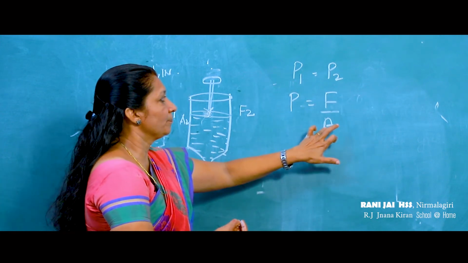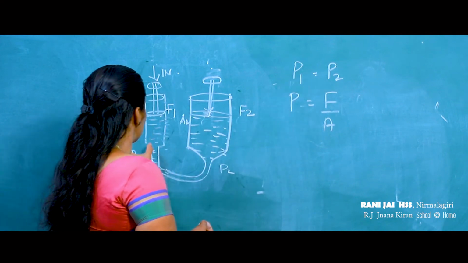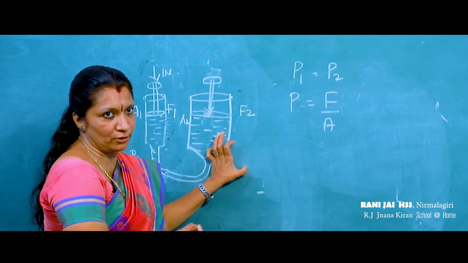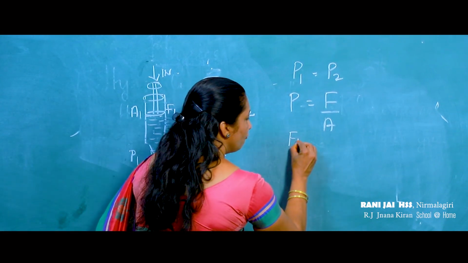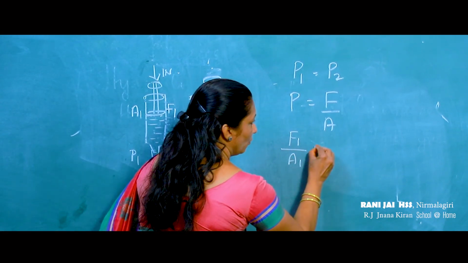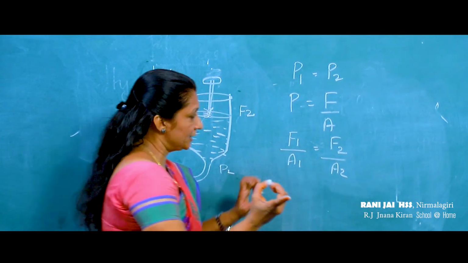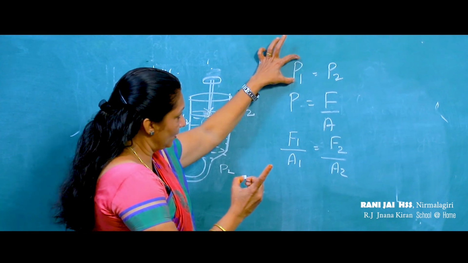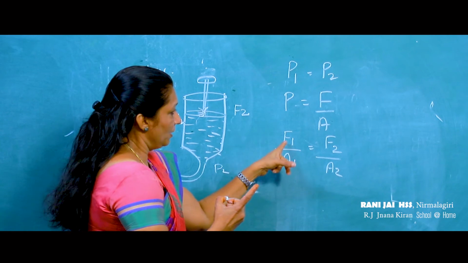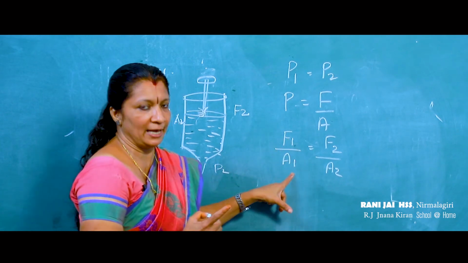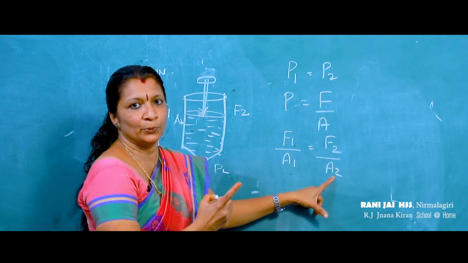A is the area, isn't it? So here we are considering two forces. Here one force, another this side also force. So what can you write? P1, what can you write here? F1 by A1 is equal to F2 by A2. Did you understand, children? P is equal to F by A. So P1 will be equal to F1 by A1. And P2 will be equal to F2 by A2.